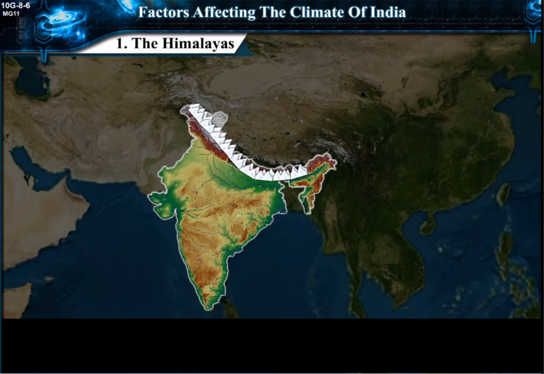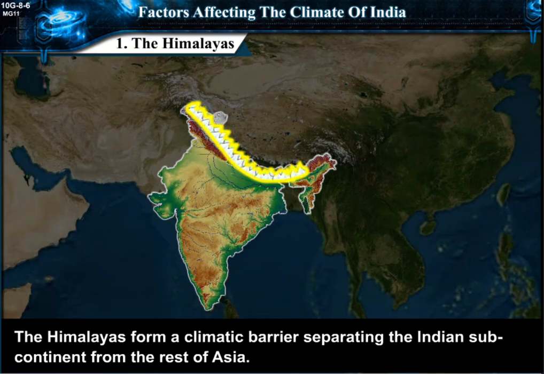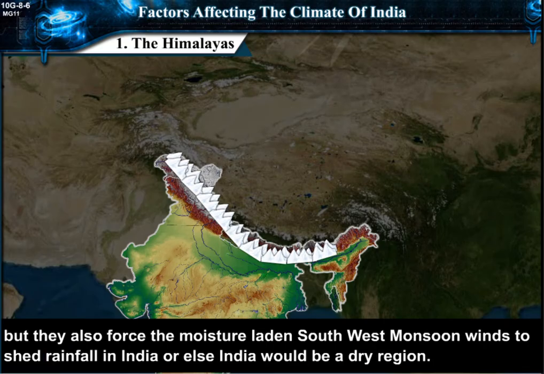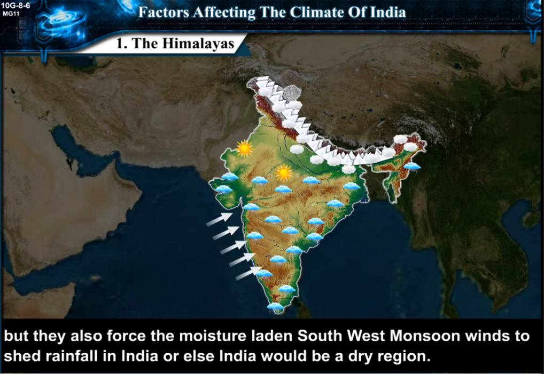1. The Himalayas. The Himalayas form a climatic barrier separating the Indian subcontinent from the rest of Asia. They not only prevent the cold Siberian winds from entering the Indian region and from India becoming a cold desert, but they also force the moisture-laden southwest monsoon winds to shed rainfall in India, or else India would be a dry region.